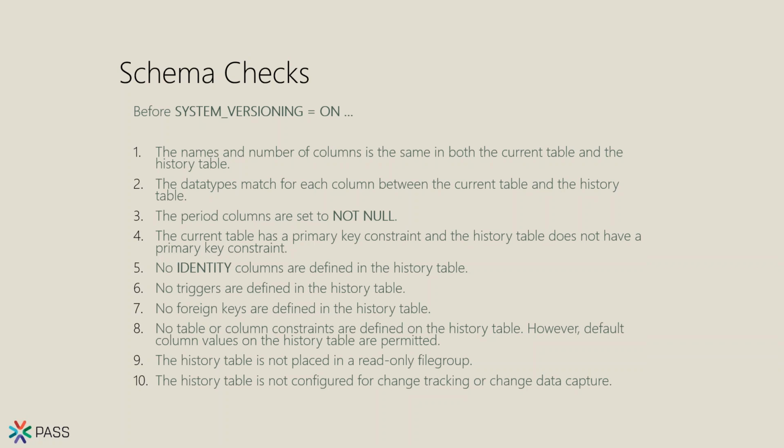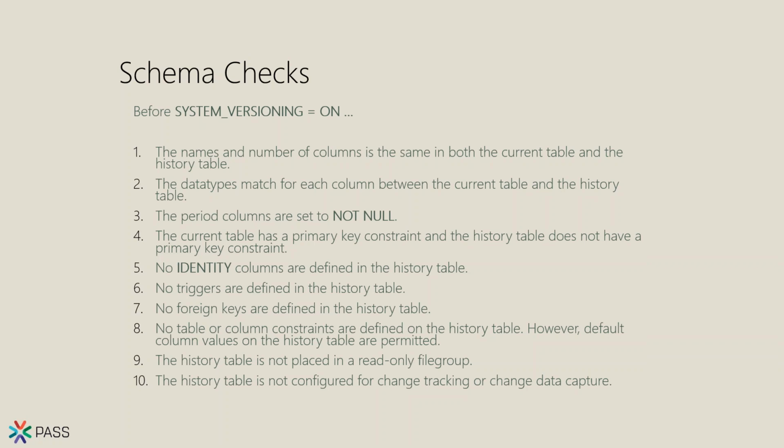The current table has to have the primary key constraint, and the history table does not have a primary key, as we talked about. Same thing with the identity columns. They're defined in the primary table or the current table, but not the historical table. No triggers are defined in the history table, no foreign keys in the history table either. And then, as you see on bullet point number 8, no table or column constraints are defined on the history table. However, default column values on the history table are permitted. And that's, if you think of a scenario where you're adding in a field that is not null, obviously you're going to have to specify a default value there.